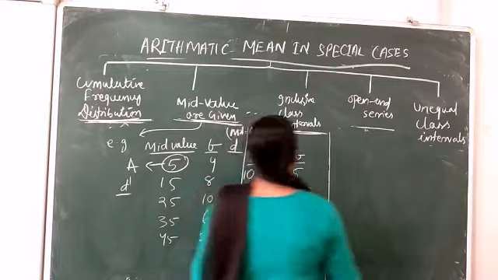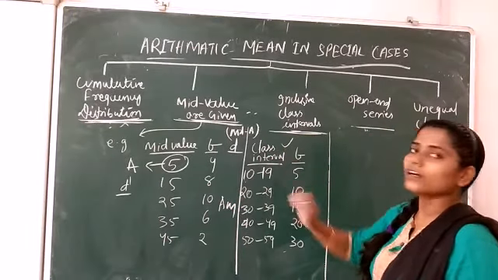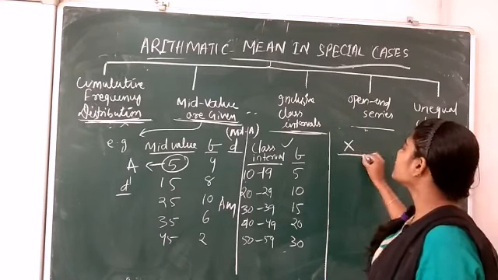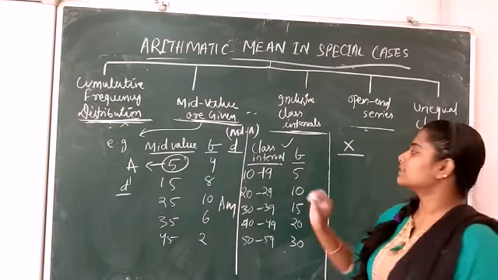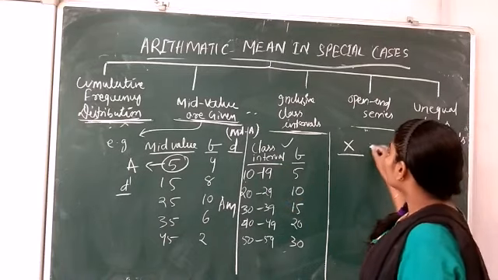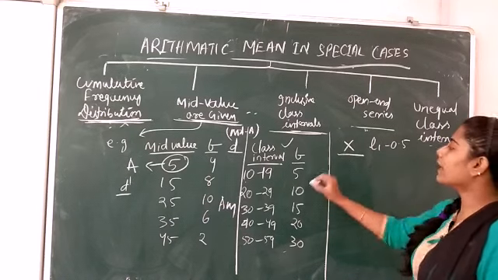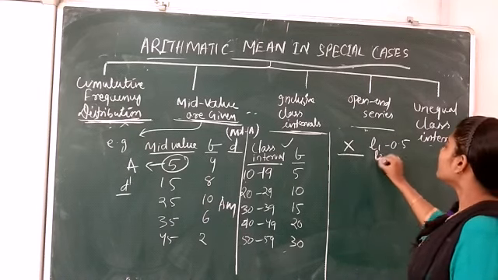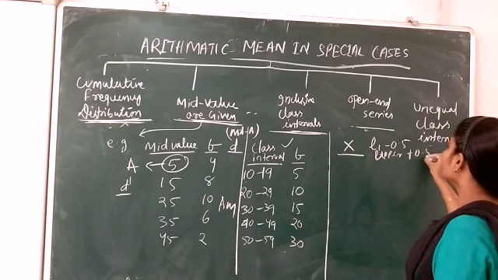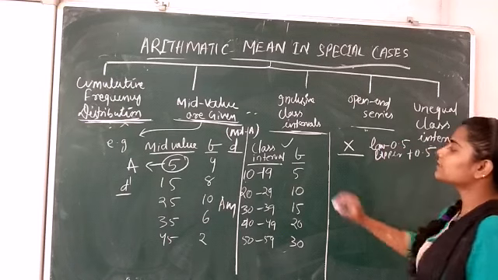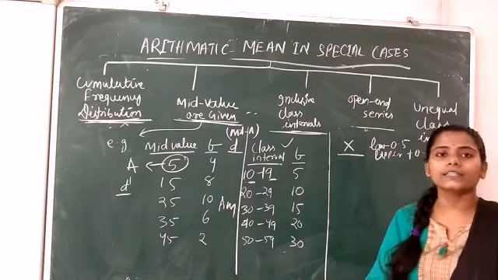So here in this case we calculate the lower class limit minus 0.5 and the upper class limit plus 0.5. So in the lower class we subtract 0.5 and in the upper class we add 0.5.